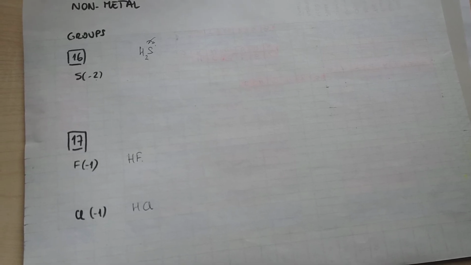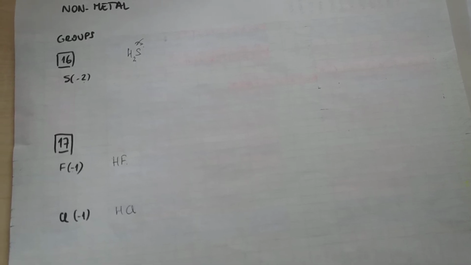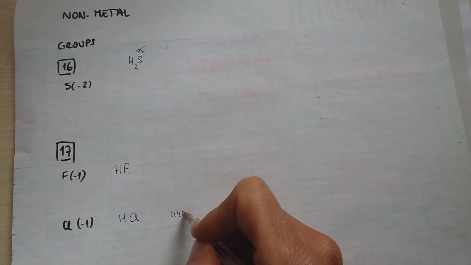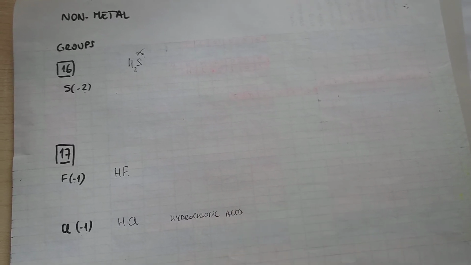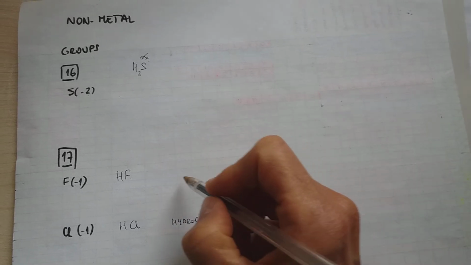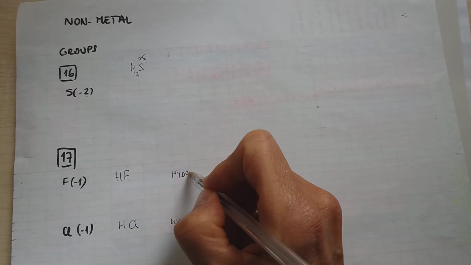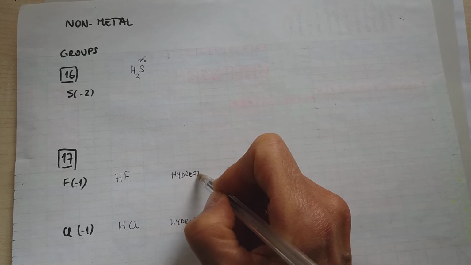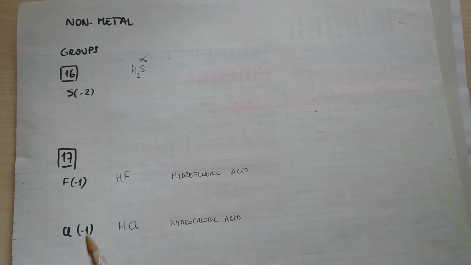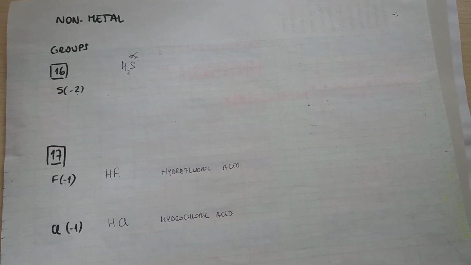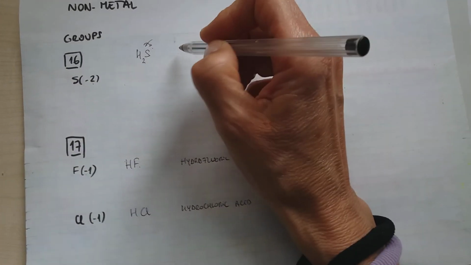So in this case, they have the capacity of being dissolved in water and they create acids. This is why they have the special name of hydrochloric acid, this one, hydrochloric acid. Okay, so this is going to be hydrofluoric acid. And this one, which is made of sulfur, hydrosulfuric acid.